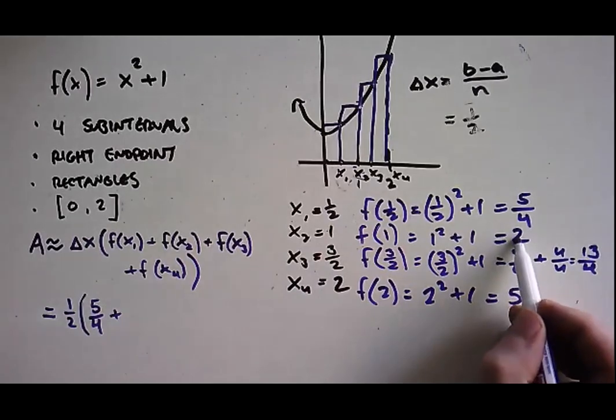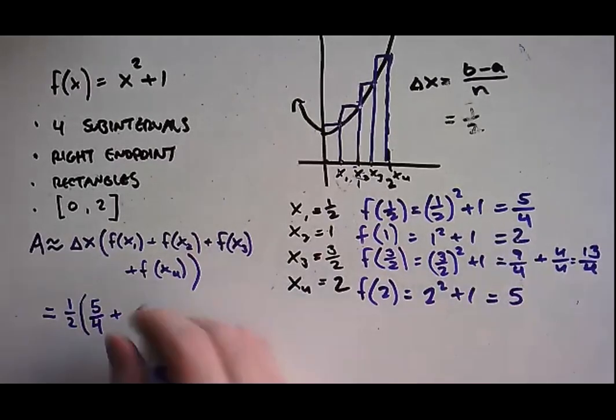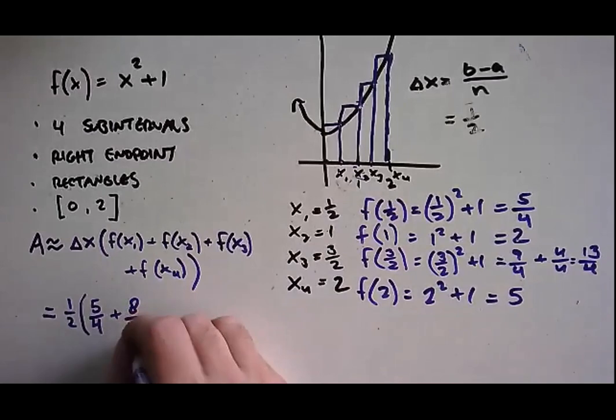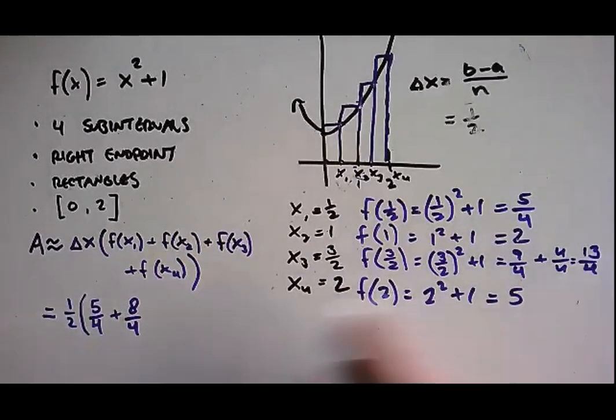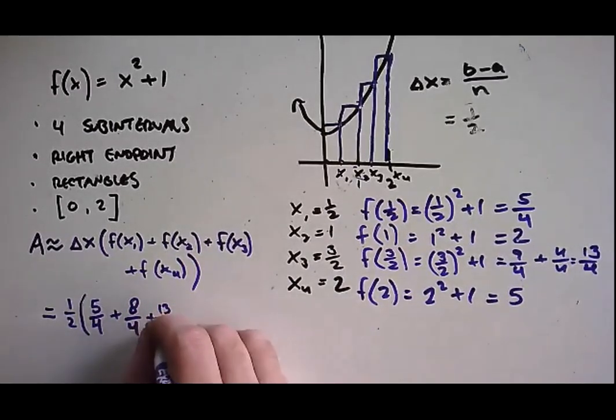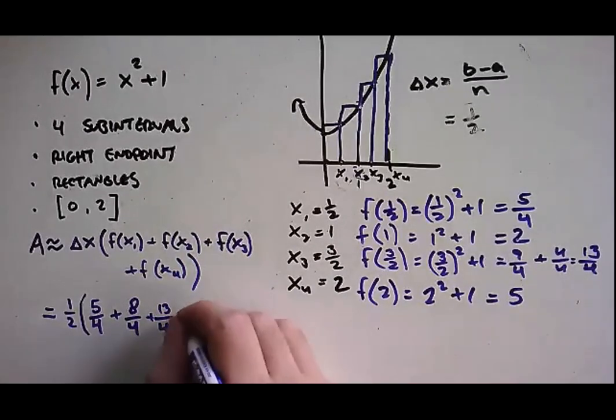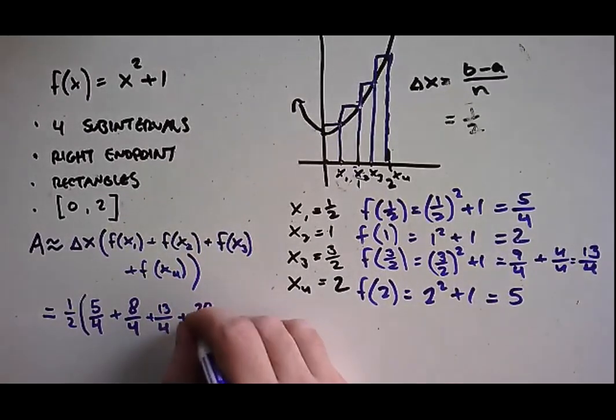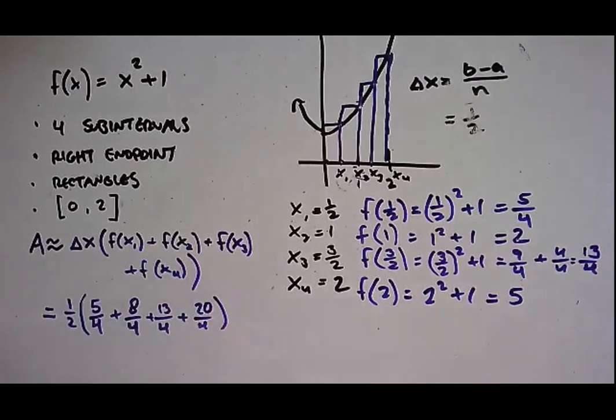Second height is 2. If we write 2 as a fraction over 4, that'd be 8/4. Third height is 13/4. And our last height is 5, which is 20/4. Okay, so now let's add these things together.